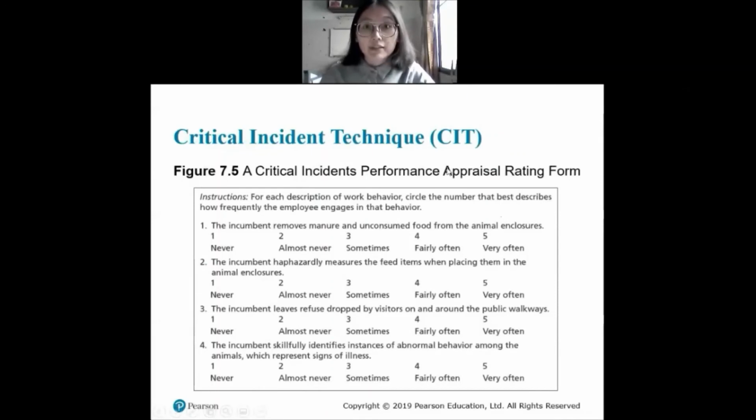So the critical incident technique requires keeping a record of the highly favorable and unfavorable employee work actions. For example, they need to identify the on-the-job performance behaviors and behavioral outcomes. Supervisors usually rate employees on how often they display the behaviors described in each critical incident. So here's the example, Figure 7.5, a critical incident performance appraisal rating form.